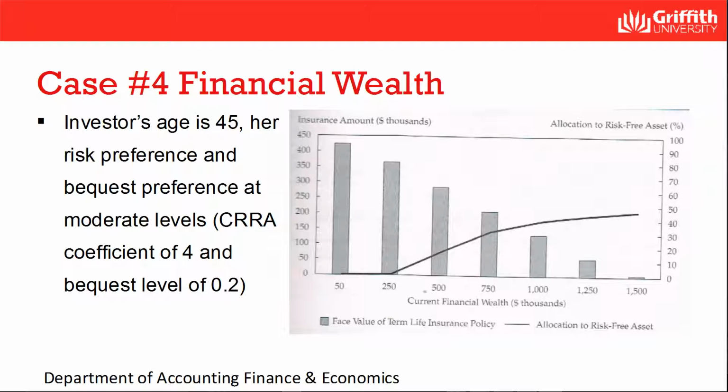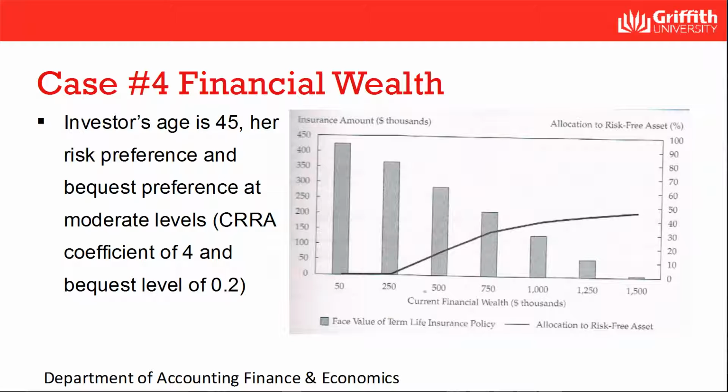This result can be intuitively explained through the substitution effects of financial wealth and life insurance. In other words, with a large amount of wealth in hand, one has less demand for insurance because the loss of human capital will have much less impact on the well-being of one's heirs. The optimal amount of life insurance decreases from more than $400,000 when the investor has little financial wealth to almost zero when the investor has $1.5 million in financial assets.